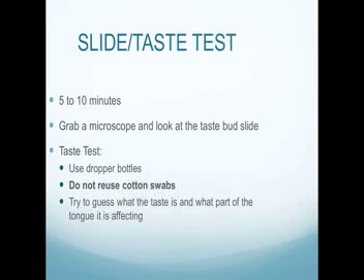All right, this is what you're going to be doing in the lab this week. You're going to be grabbing a slide, looking at it for about 5 to 10 minutes, and then you're going to be jumping into the taste test, and then we'll walk you through some of the other activities with respect to the other senses.